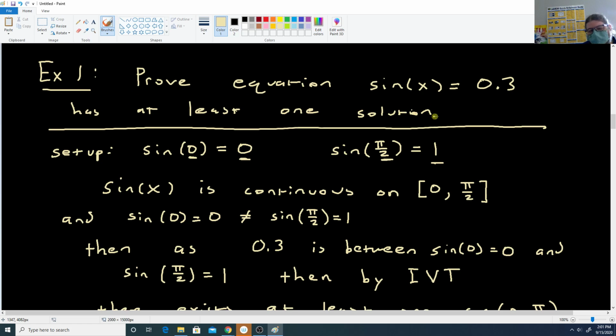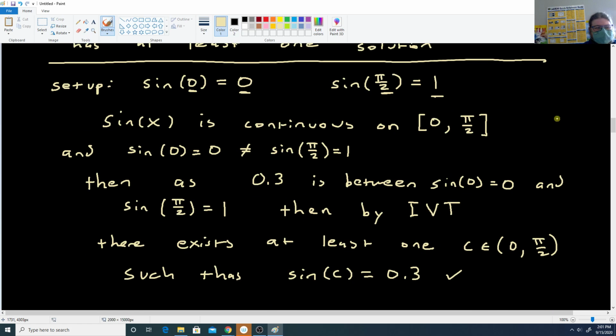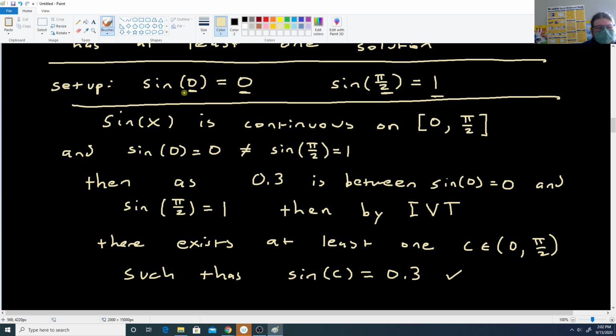It didn't tell us to find what that solution is, it just said show us that we had at least one. So we did a little setup and we got two x values that for sine generate y values that are on either side of 0.3. And then we started using the intermediate value theorem. We said sine of x is continuous everywhere. It's a basic function from the 2.3 theorem. So it's continuous on 0 up to pi over 2. And we note sine of 0 is 0, sine of pi over 2 is 1. They're not equal. So we can apply the intermediate value theorem here.